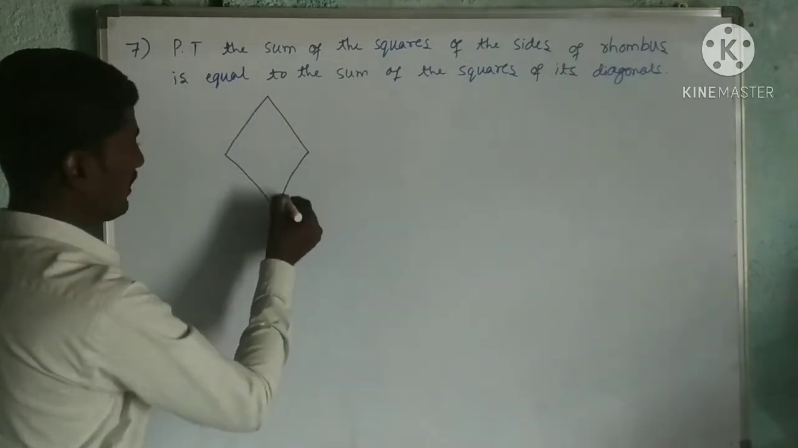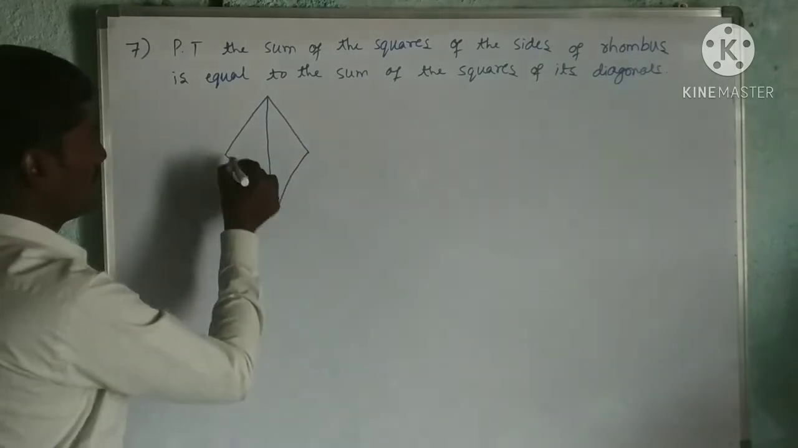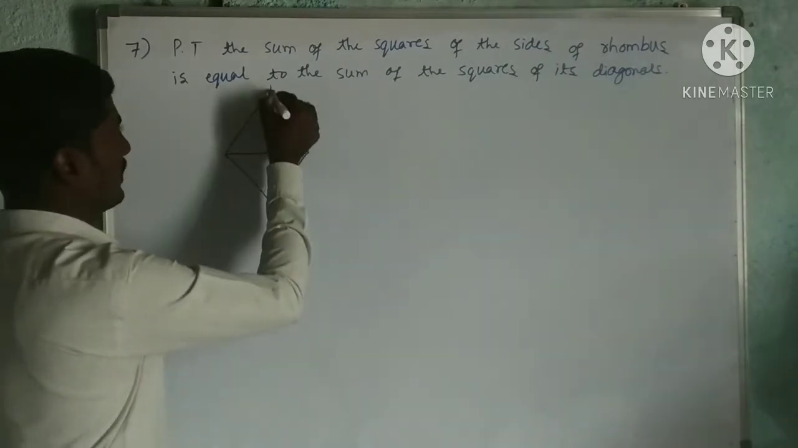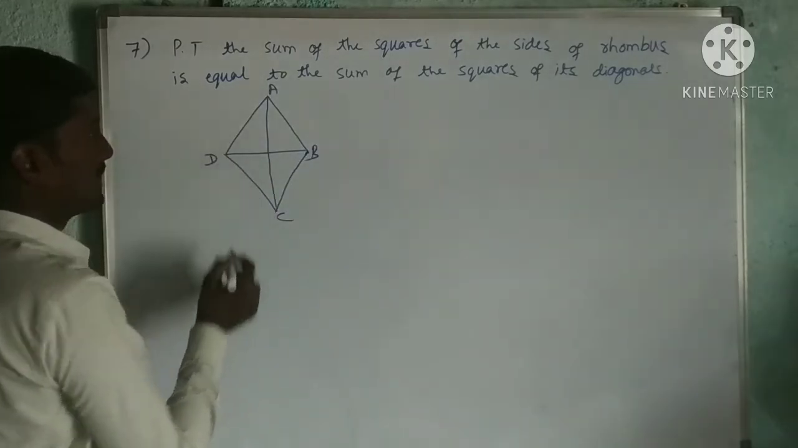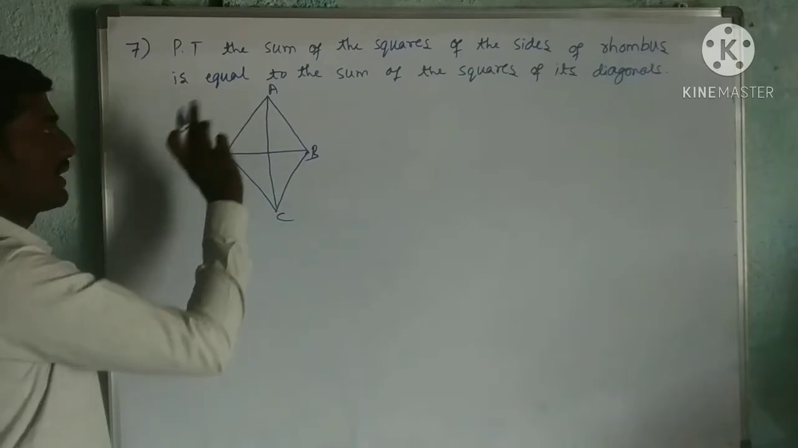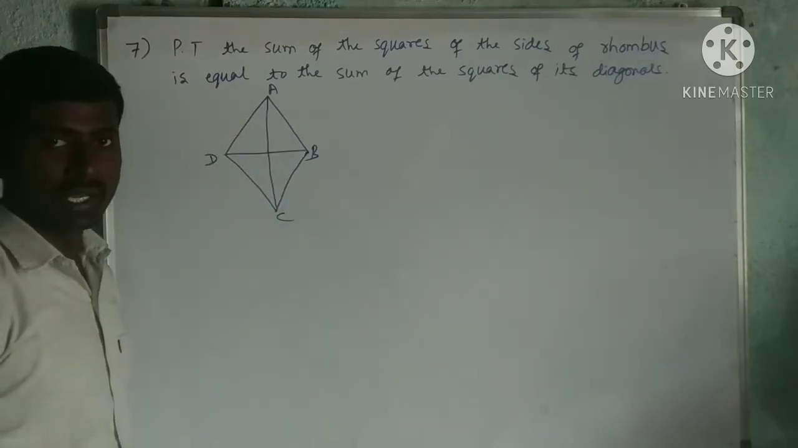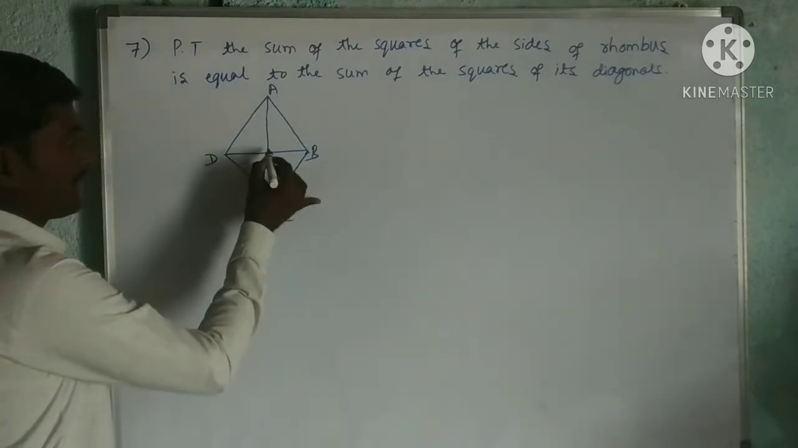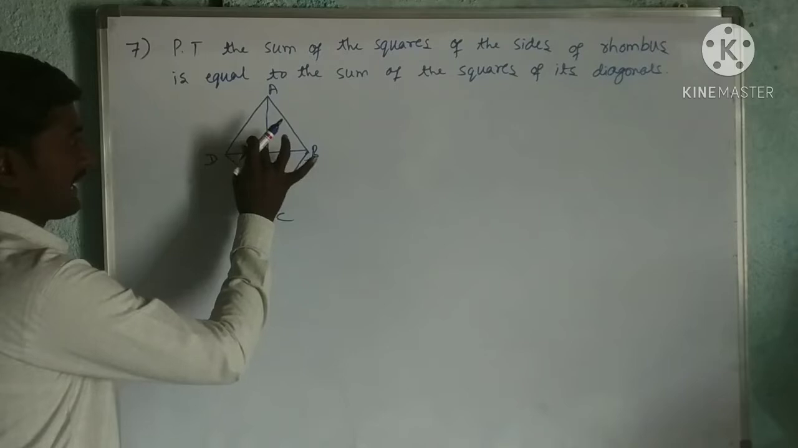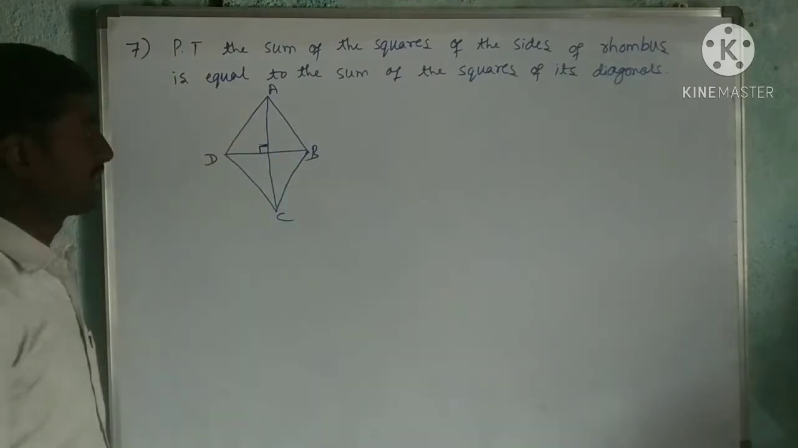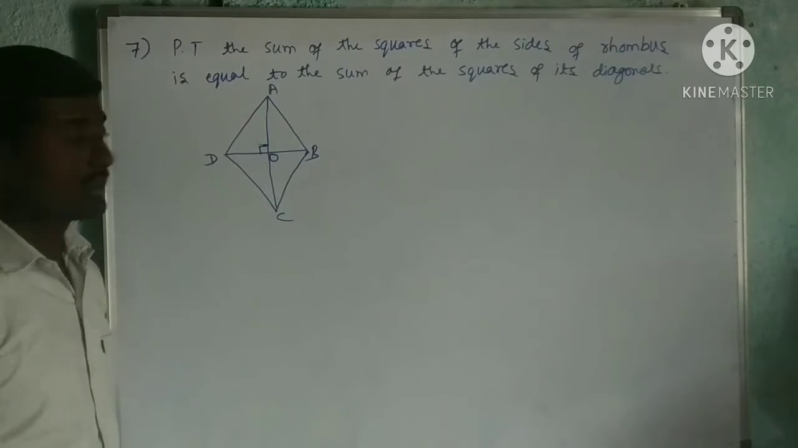All the sides are equal. Now ABCD is a rhombus. AB equal to BC equal to CD equal to AD. But the diagonals AC and BD are not equal. But the diagonals bisect each other at a right angle. So the diagonals intersect each other at point O.